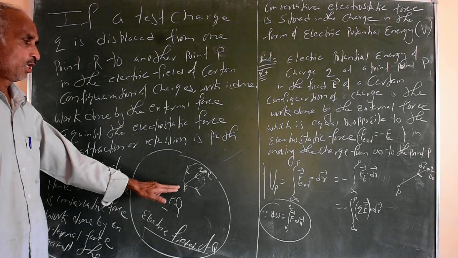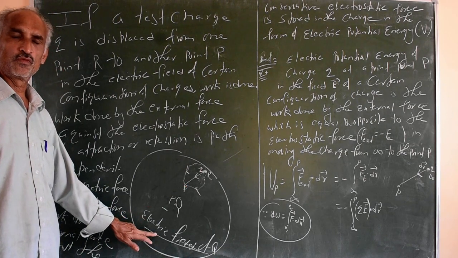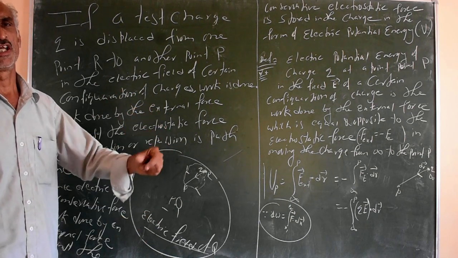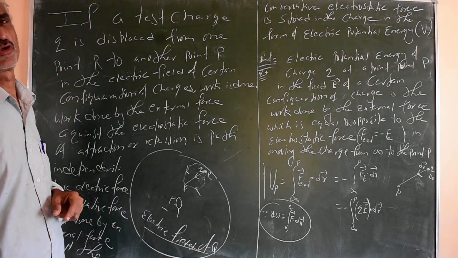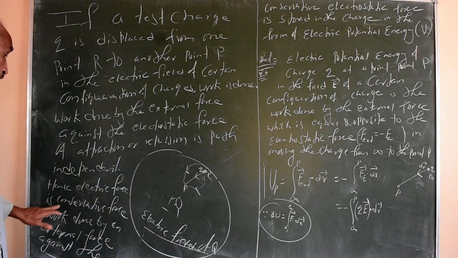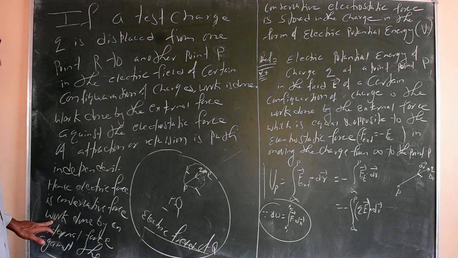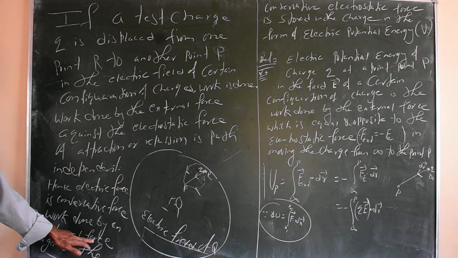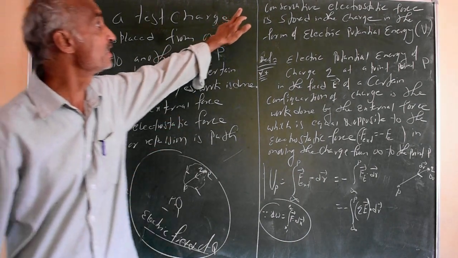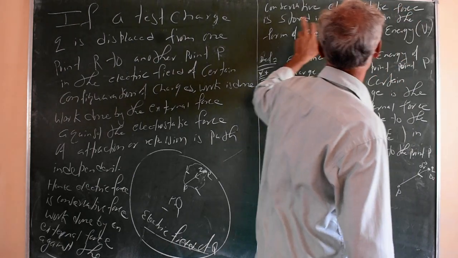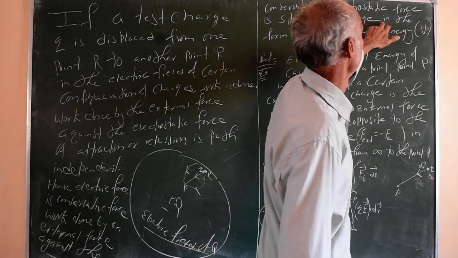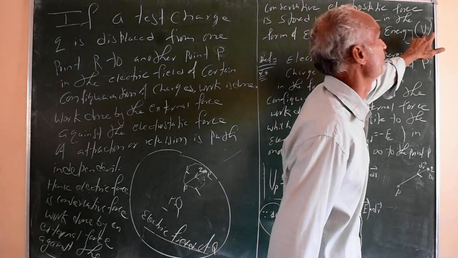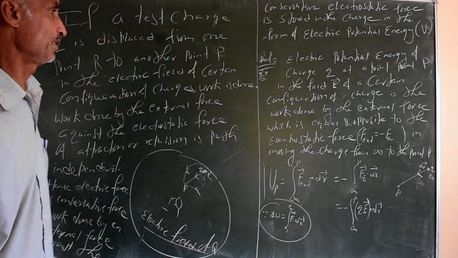In this case also, the work done against the electrostatic force will be stored in the charge in the form of an energy. That energy is called electric potential energy. Hence, electric force is a conservative force. Work done by an external force against the conservative electrostatic force is stored in the charge in the form of an electric potential energy, denoted by U. So that explanation I have taken.